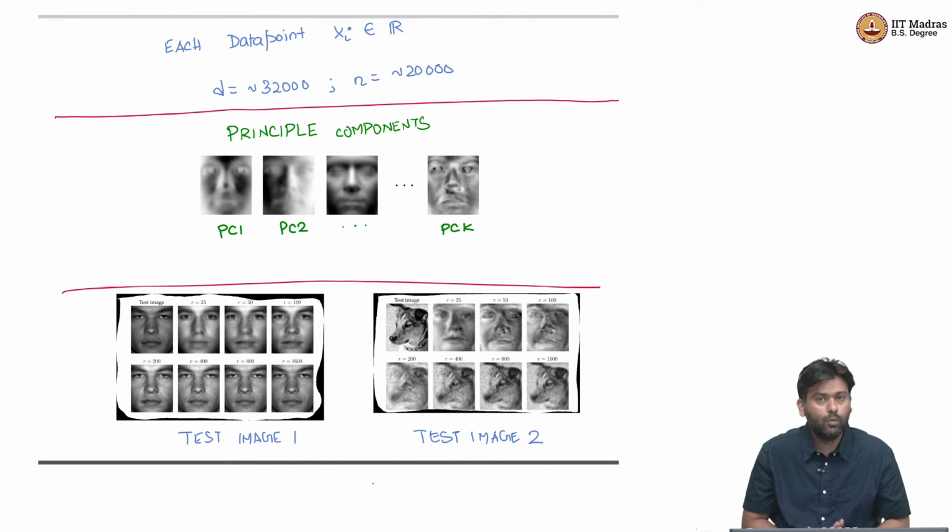So this is a very good example of PCA, which is called the Eigenfaces, which can recognize faces, specifically human faces.